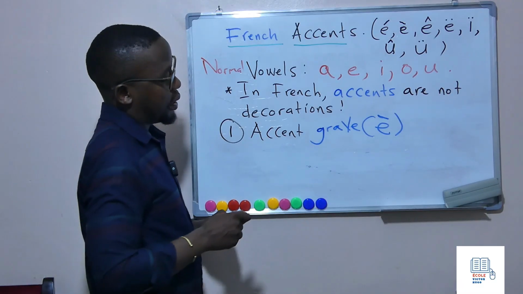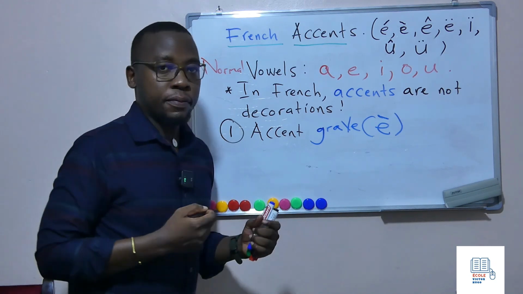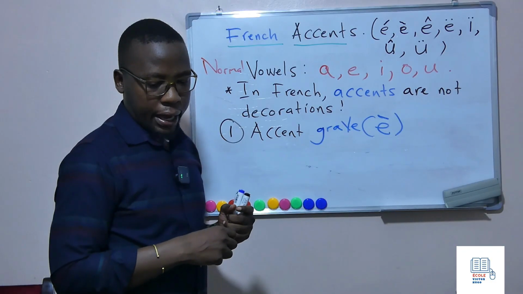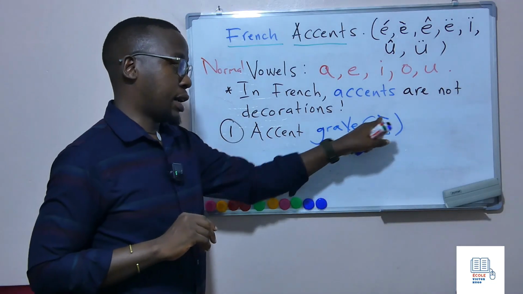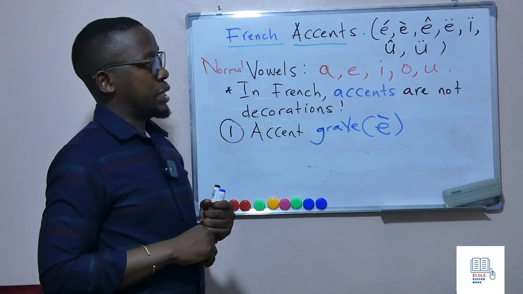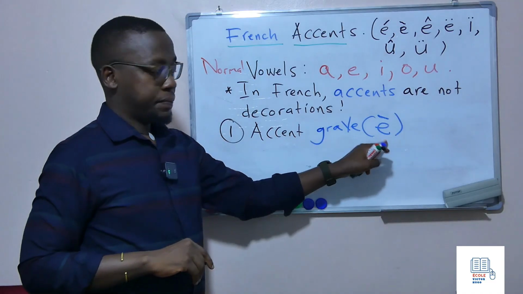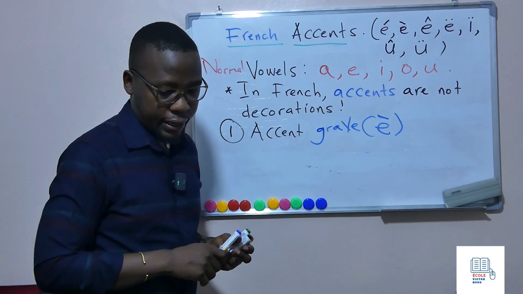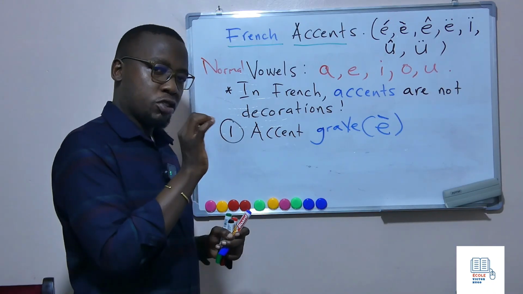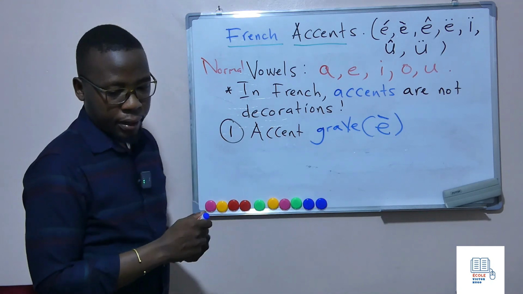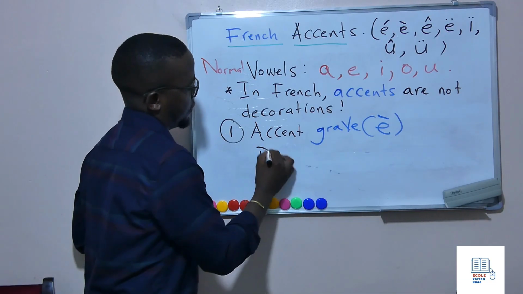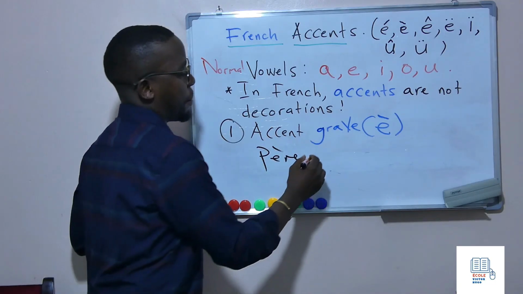Now this one, accent grave, whenever you find words with accent grave, they're a bit longer in pronunciation. You find it mostly in the letter E, and you can also find it in the letter U, but let us focus on the letter E here. So it is a bit longer. Not so long, but a bit. For example, the word père.